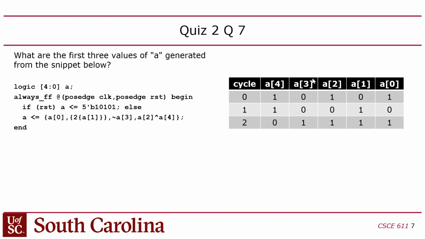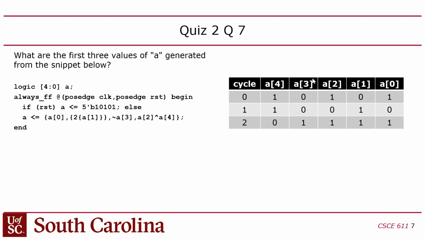Okay, what are the first three values of A generated from the snippet below? So this one is just another sequential logic question. So we reset with 1, 0, 1, 0, 1. And then the next state of A is going to be a combination of bits that were in the previous state of A. And so the only way to really do this, the only way I know of, is just build a table like this.